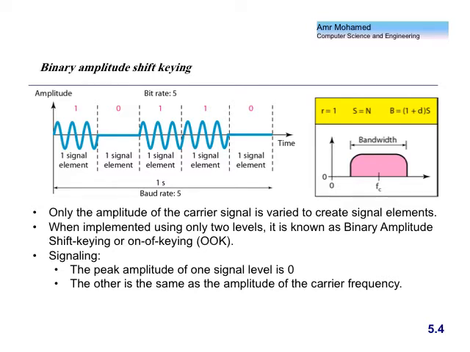Okay? So if D is 0, this means that I have perfect filtering, which is not practical. If D is 0 here, then I have the minimum bandwidth, which is the signal rate, which is N. But typically D is somewhere between 0 and 1. If D is 1, this means I have lousy filtering, and the bandwidth requirement will be double the signal rate.